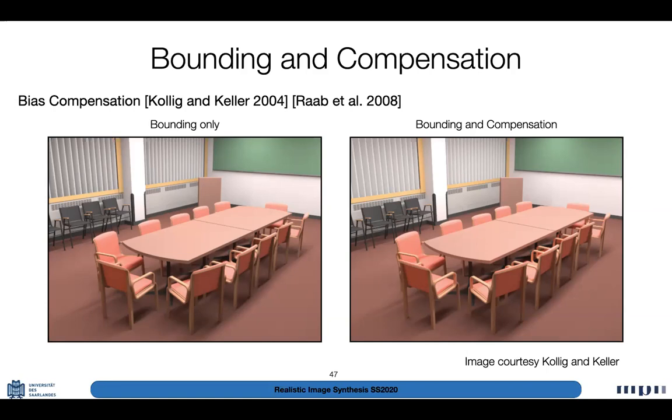So this is where it's more easily visible. What you're saying about the chairs and the shadows might be happening there as well, but it's easily visible on these blinds here. You can see that when you were doing the bounding, you were losing energy there and getting these dark regions. But on the right side, you can see these are well compensated.